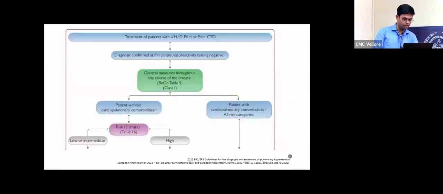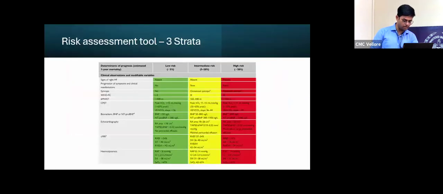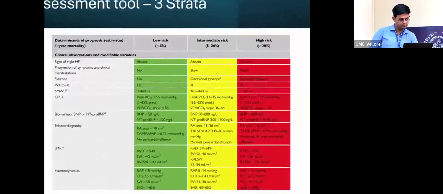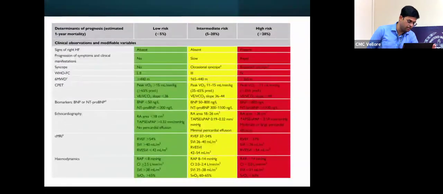If the patient has no cardiopulmonary comorbidities, the patient has to be risk stratified into three risk strata: low risk, intermediate, and high risk. This is based on the 1 year mortality risk of those patients when they present with pulmonary hypertension. This is mainly based on registries like the US REVEAL 2.0 registry. From that, they have derived these classes of low risk, intermediate, and high risk. High risk patients have a risk of more than 20% 1 year mortality, and low risk is less than 5% risk of 1 year mortality.